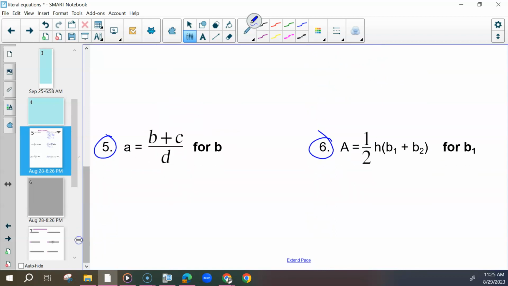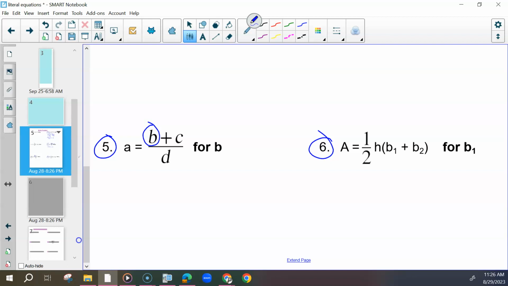Number 5. We're trying to get B by itself. So we've got to get rid of C and we've got to get rid of D. Which one do you think we're going to get rid of first? If I got rid of C, I would be subtracting. But because it's in the numerator, I can't subtract it just from this. I'd have to subtract it from the whole thing. That's not really possible, so not C first, so D.